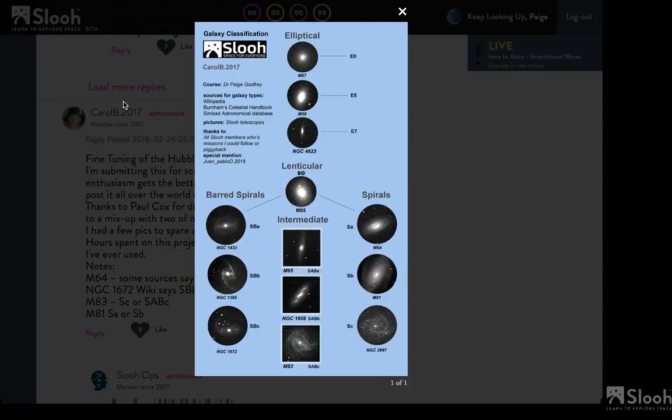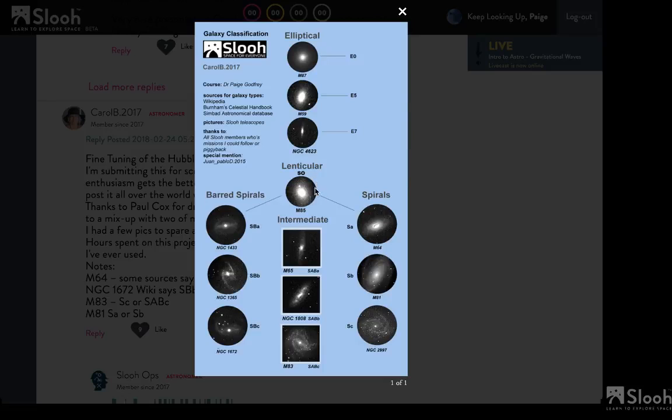There is a thread specifically for this with a lot of discussion going on. But congratulations to Carol. She did a wonderful job. So we start off here with our elliptical galaxies, an E0, and that means it's a mostly spherical elliptical galaxy. And then it progresses through to an E7, which is a very elongated elliptical galaxy.